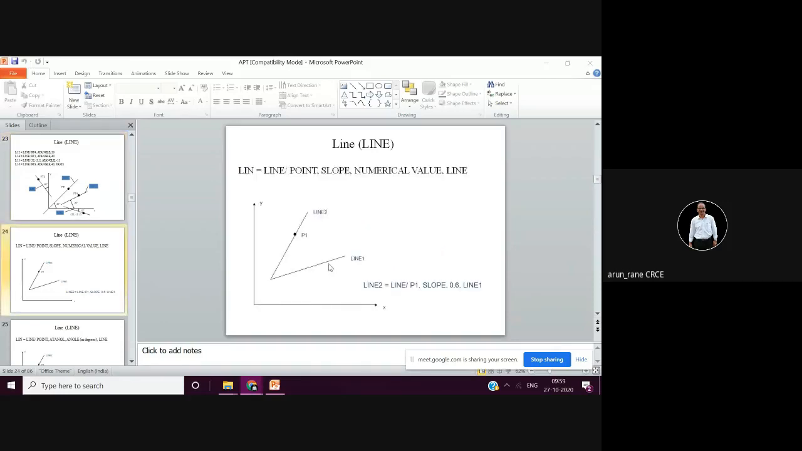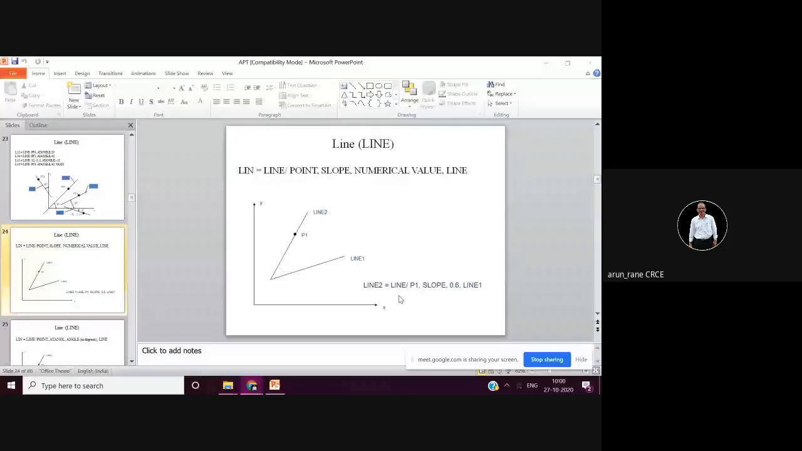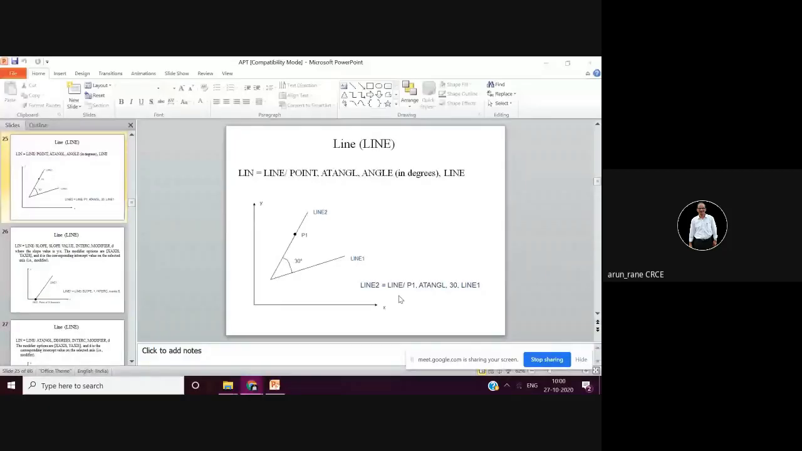Then another way of defining the line. It is passing through a point, whatever it is, point P1, P2, etc. Then you can give the slope here, a numerical value. Okay, because there will be an infinite number of lines passing through the point. So you just give the slope of this line. The line will be drawn. It will be constrained. Of course, we don't define it like this, but the various ways of representing lines have been shown here.